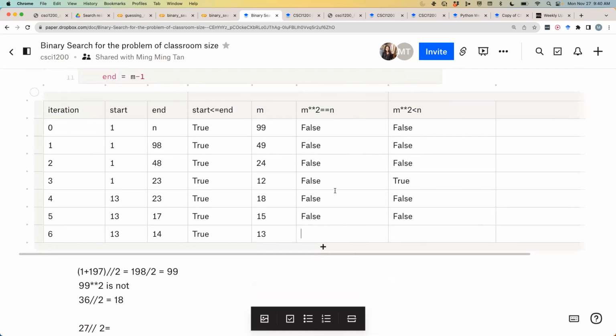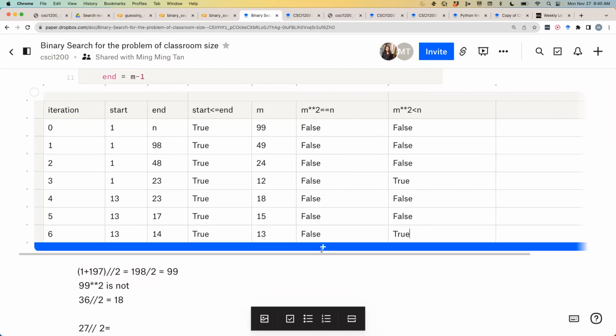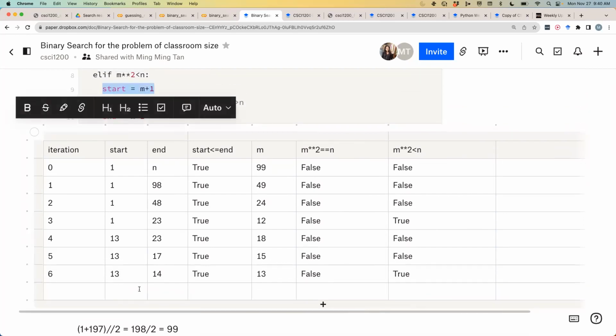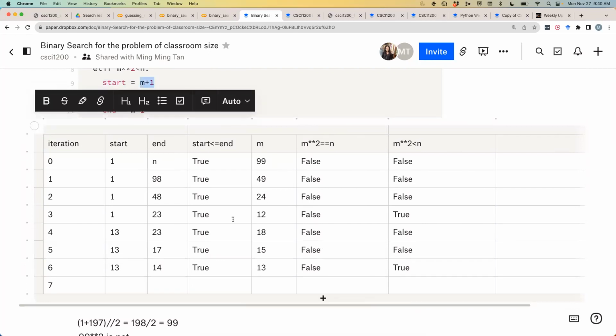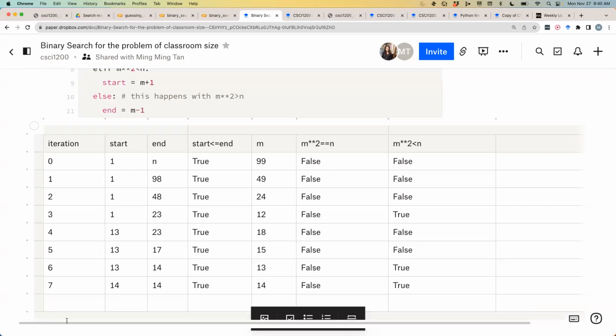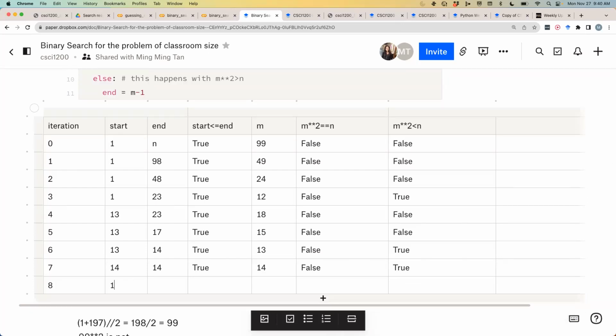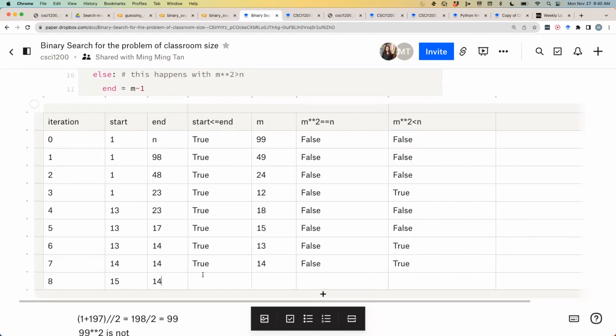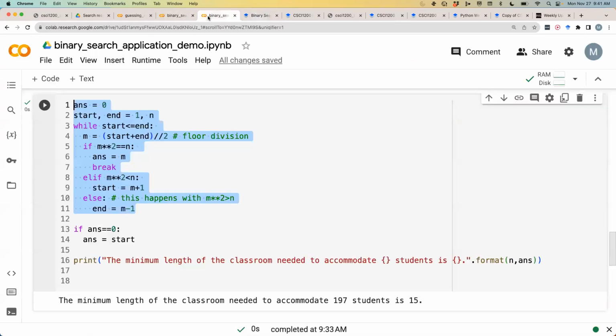Is 13 squared equal to n? False. Is it less than n? True. And if it's true, now start is the one that changes and n remains the same. So start will be m plus 1, that will be 14, and this remains the same. Is start less than or equal to n? True again. You take the middle value, and this is true. You go to the next iterations, and this will become 15 and 14. This time it will be false. So in the end, how many comparisons do you need? Nine comparisons.